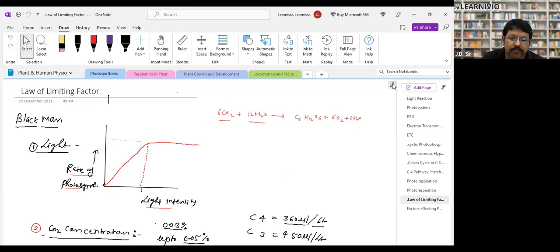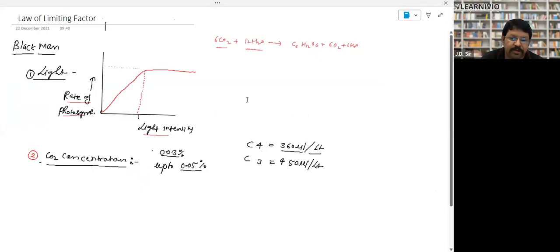Now, the factors which affect photosynthesis. So let's look at the limiting factors here and there.